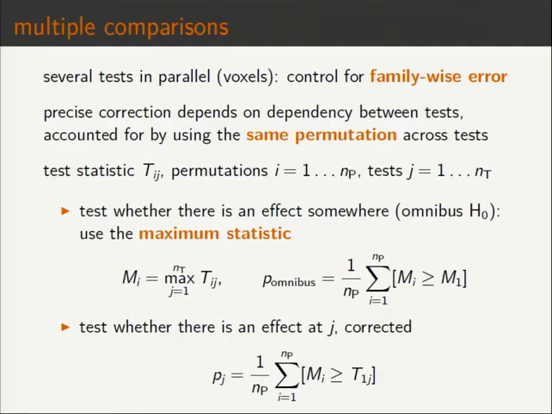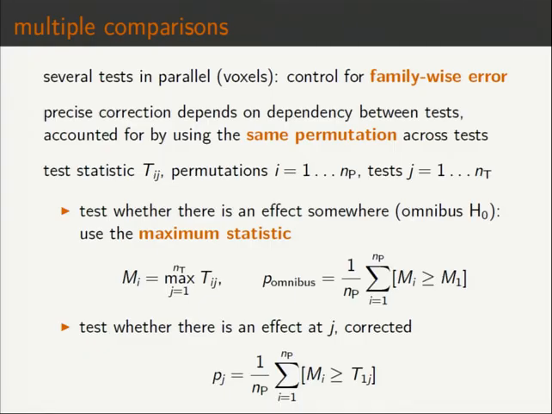The precise correction depends on the dependency between the different tests that we're making. We're making one test in voxel 1 and voxel 2. There's spatial correlation between them. If we just say these are two independent tests, we are correcting too strongly. And nicely, permutation tests provide a way to correct precisely for this correlation. And the idea is to use the same permutation across tests.